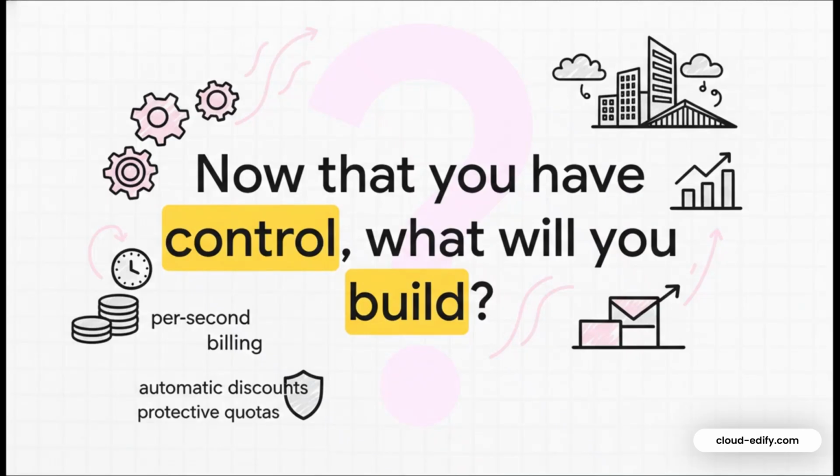So there you have it. From per-second billing and automatic discounts, all the way to customizable alerts and those built-in protective quotas, you have a full suite of tools to manage your spending. The whole idea is to replace that fear of the surprise bill with the confidence that comes from being in control. So the only question left is, now that you have that control, what amazing things are you gonna go build?